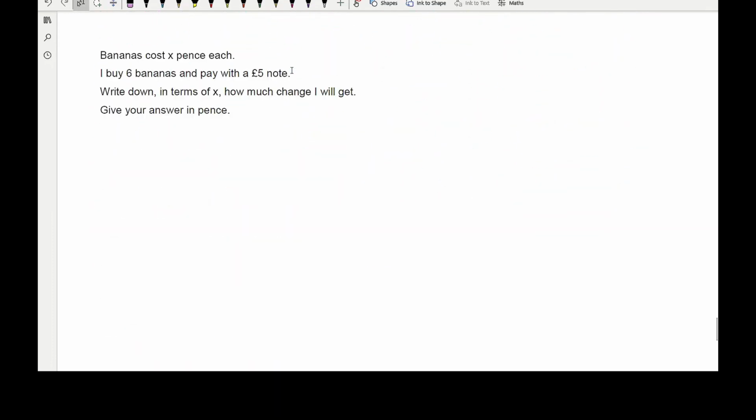Now looking at this question, it says bananas cost X pence each. I buy 6 bananas and pay with a £5 note. Write down in terms of X how much change I will get. Give your answer in terms of pence. Right, so in terms of pence, we need to realise that £5 is going to be 500 pence. So rather than using 5, I'm going to use 500 instead.